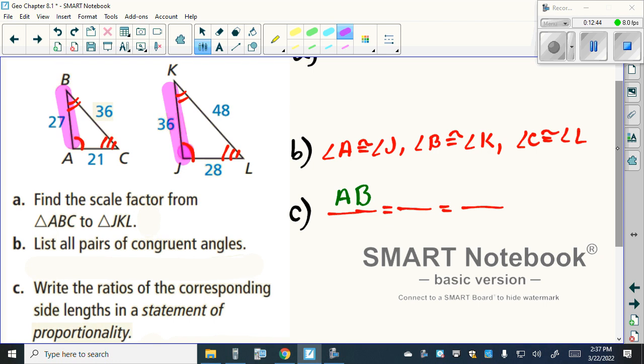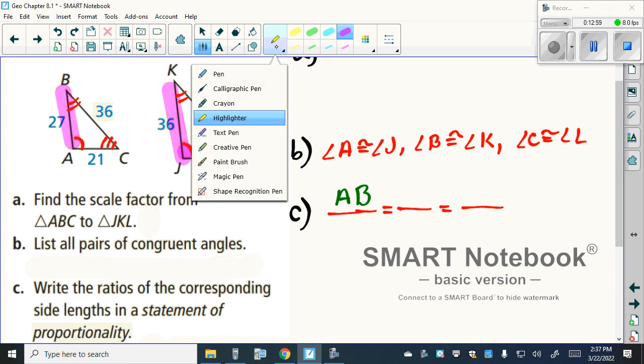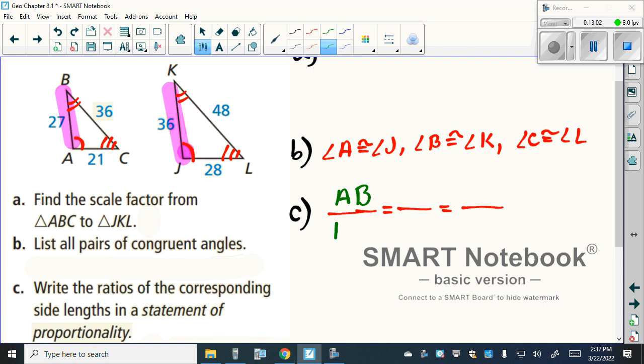Or 27 is the middle side length, yes? It's between 36 and 21. So the middle side length on the other triangle would be 36, because it's between 28 and 48, so that would make those two match, which is really telling us that this here should be KJ. What's another side length? KJ or JK, either one. Yeah, either way works. I just put KJ.